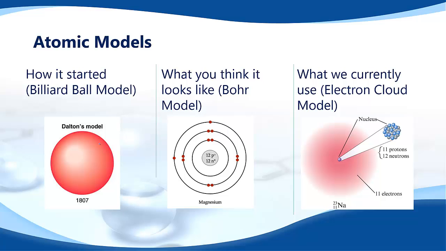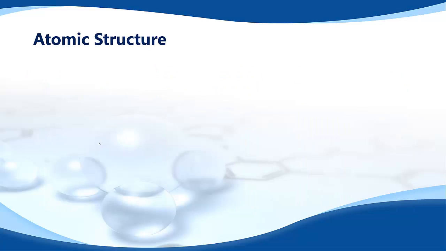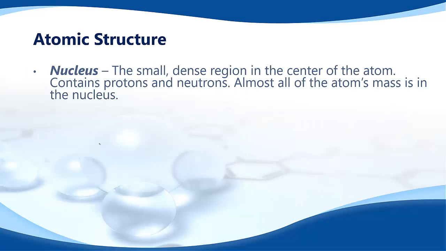Now, just to give you a little bit of a heads up about some of the atomic structure, right? There are two overall regions for the atom. The first region is the nucleus. The nucleus is the small, really dense portion of the atom that's in the center. The reason why it's dense is because the nucleus contains almost all of the mass of the atom. Right? That's because it has the protons and neutrons, which are the two things that have mass.